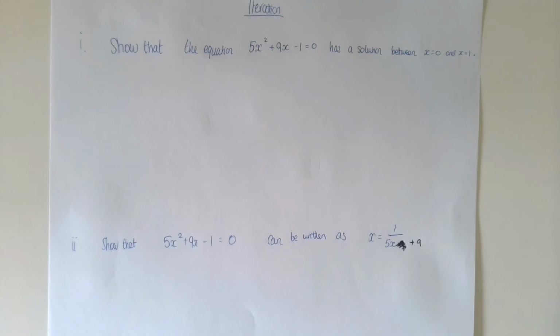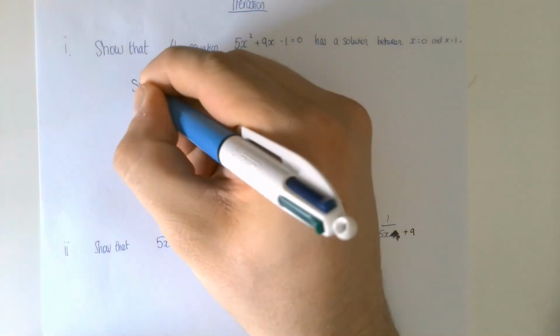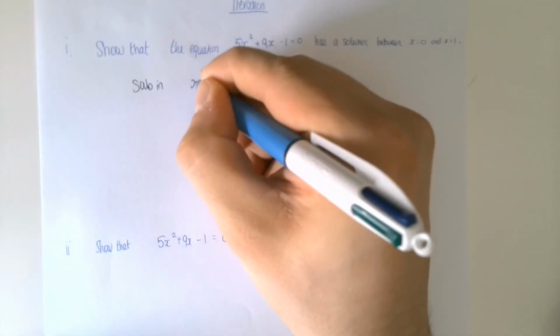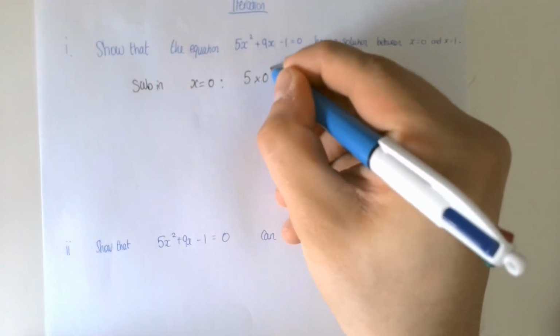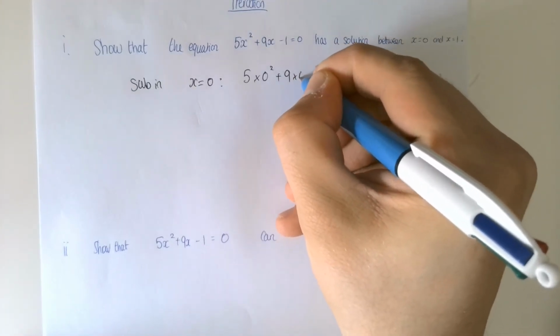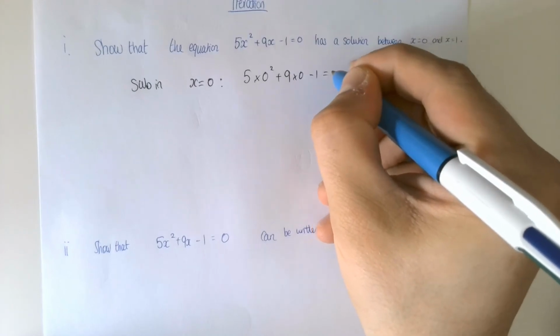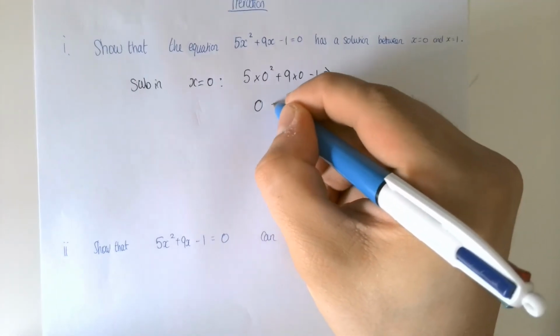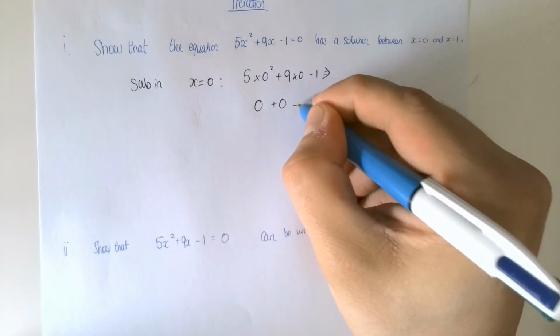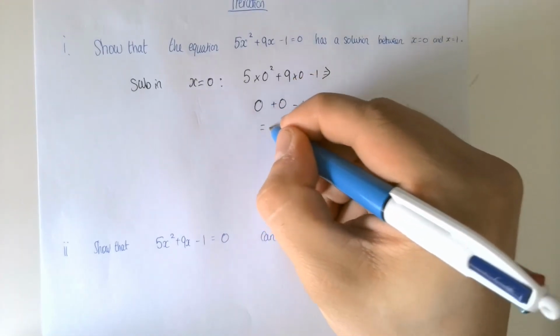So show that the equation 5x squared plus 9x minus 1 equals 0 has a solution between x is 0 and x is 1. So the first thing you need to do is sub in x is 0, and that's going to give me 5 times 0 squared plus 9 times 0 minus 1. 5 times 0 squared is 0, 9 times 0 is 0, and I'm going to take away 1. That gives me minus 1.